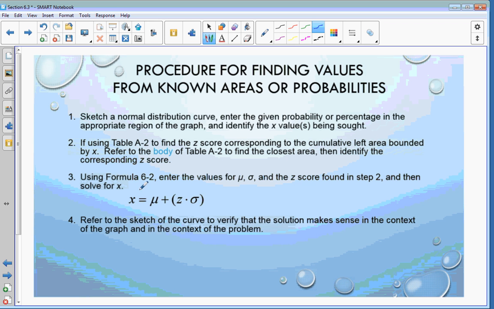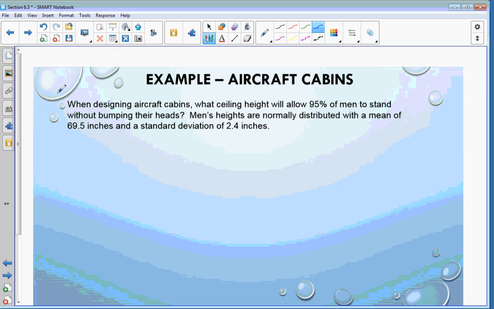This formula, I'll be honest, I never use this formula. It's just a manipulation of the other formula we've been using that says z is equal to x minus mu divided by the standard deviation. If you remember this one formula, you don't have to remember the other one. They're all the same. I just solved for x. Refer to the sketch that you've made and verify the solution makes sense. And that gives you a key as to whether you've got the right area and the right z.